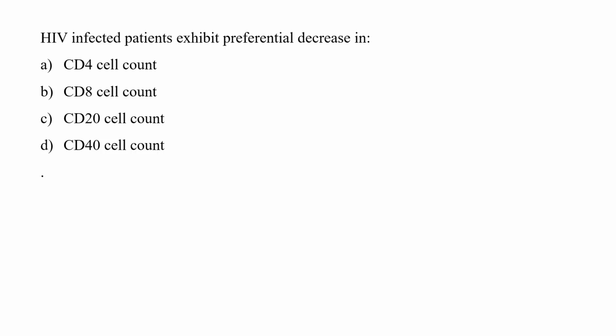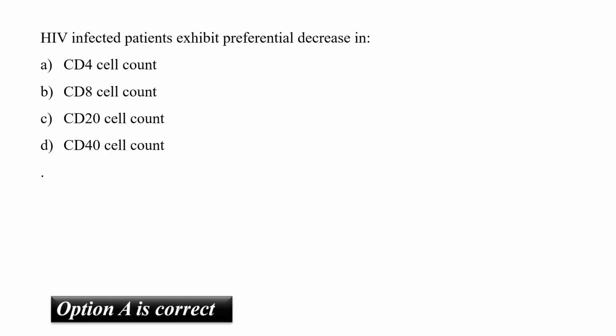HIV infected patients exhibit preferential decrease in CD4 cell count, CD8 cell count, CD20 cell count, or CD40 cell count. HIV invades T helper immune cells, which are also known as CD4 positive T cells, and upon infection it causes the decline of T helper cells. If it falls below a critical level, then our body becomes susceptible towards opportunistic infection. So basically, HIV infected patients exhibit preferential decline in CD4 or T helper cell counts.